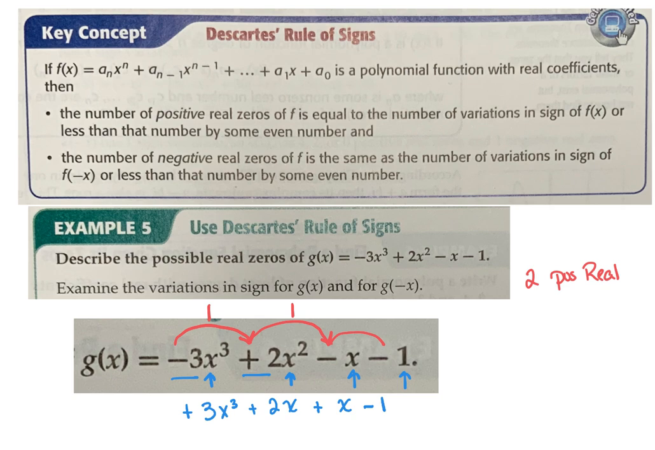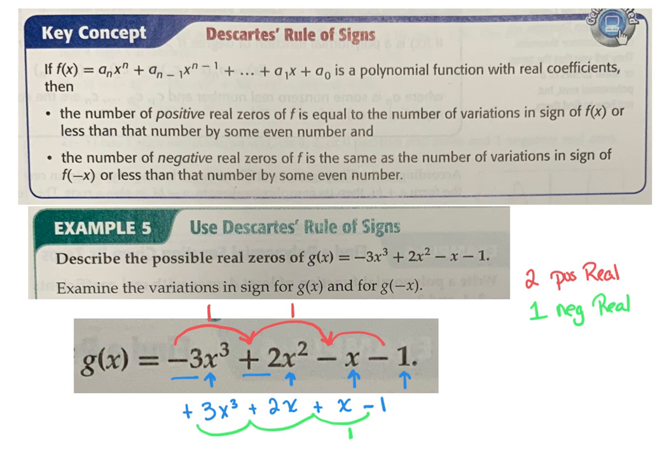And then I am going to do the same thing here. Positive to positive, that is no change. Positive to positive, that is no change. Positive to negative, that is one change. So I have one possible, or not possible, one negative real zero potentially. One negative real zero. That's what the rule tells you, okay?